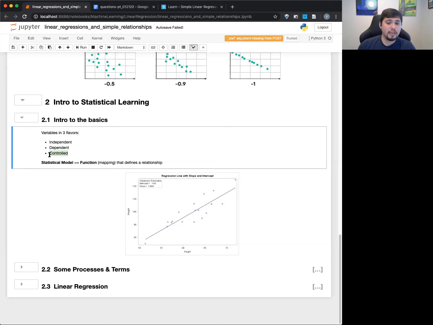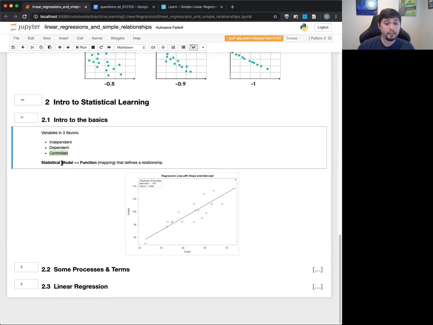Controlled variable, I threw it in there just because it's useful to talk about. Basically, we keep this constant. So let's say, for example, we're looking at weight and then at height, maybe you keep the age constant. So it's a controlled variable. You're only looking at people who are, say, 30 years old, and that would be a control part. So it wouldn't be part of your model, but it's an assumption of your model.